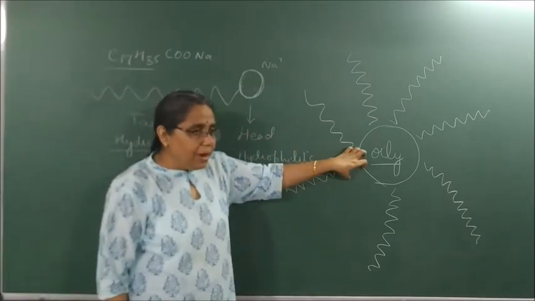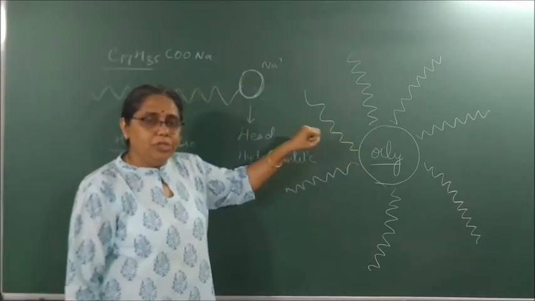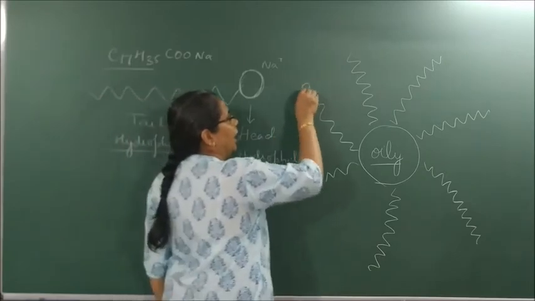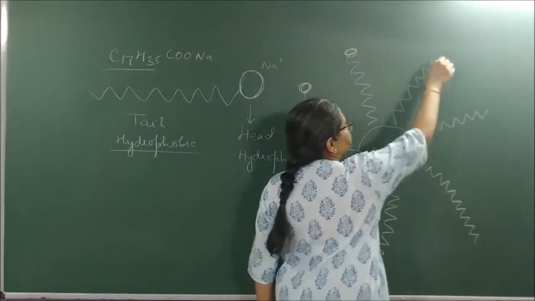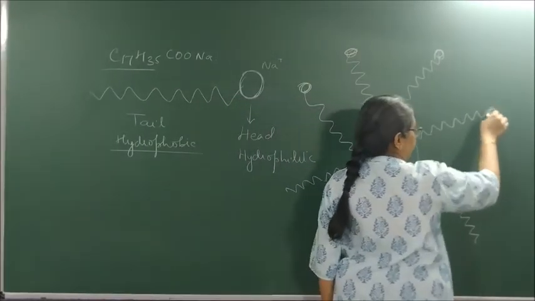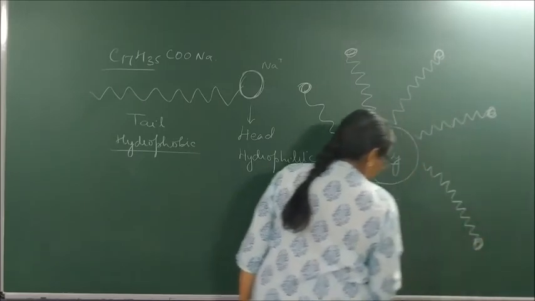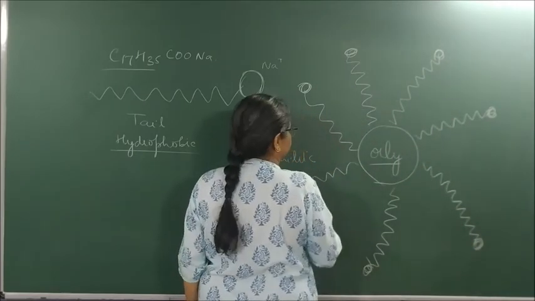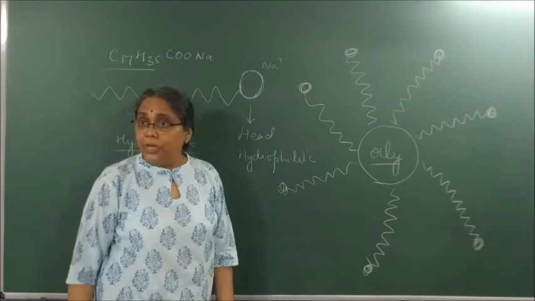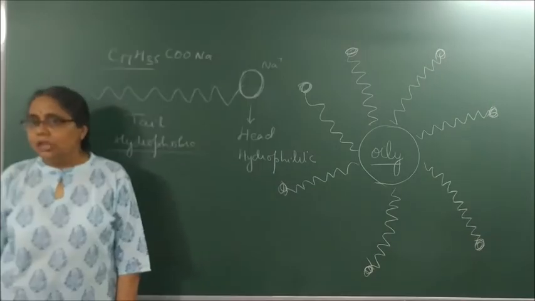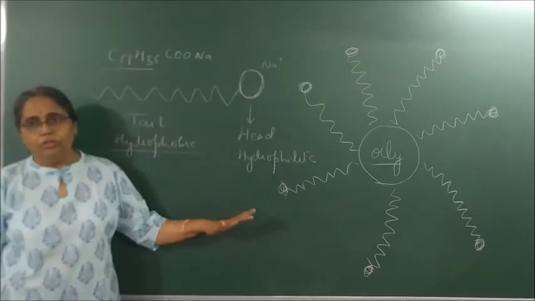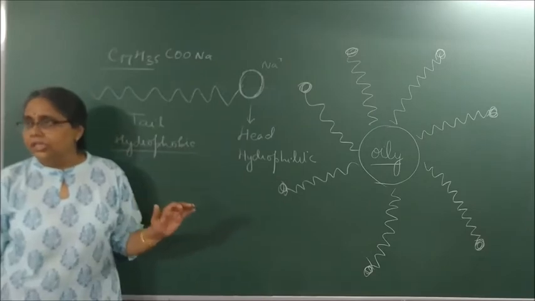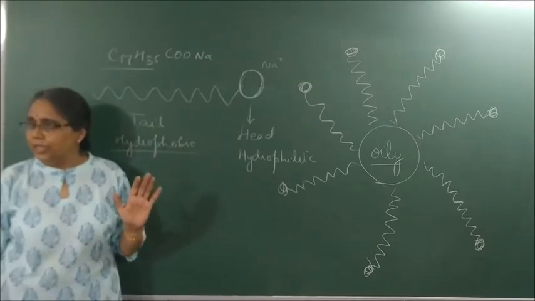So the tail part, or the hydrophobic part, pulls away the dirt, and the hydrophilic part keeps the dirt suspended in water, and hence the water becomes dirty but the cloth becomes clean. This is how micelle formation takes place, or the cleansing action of soap takes place.